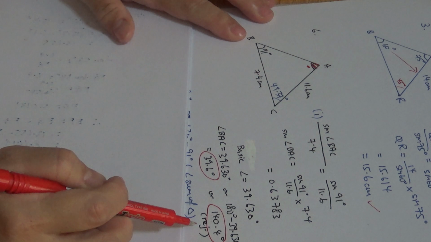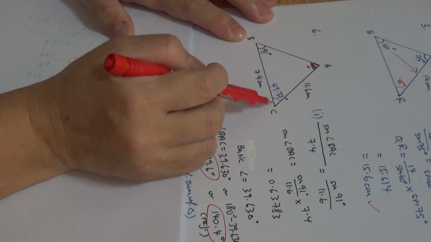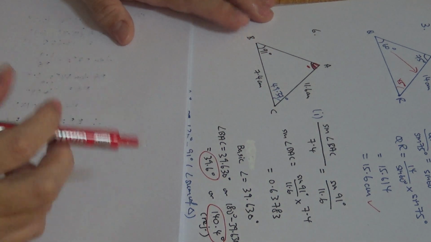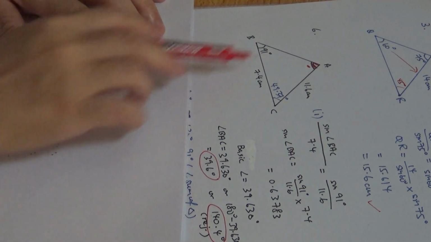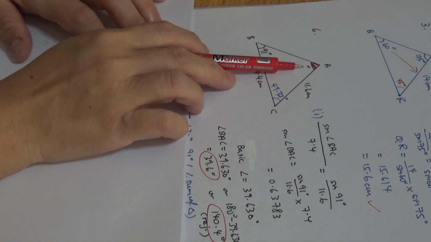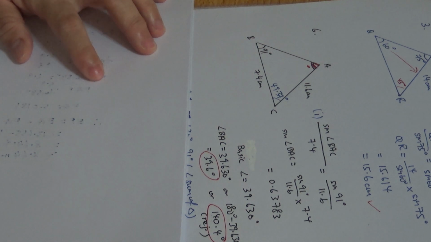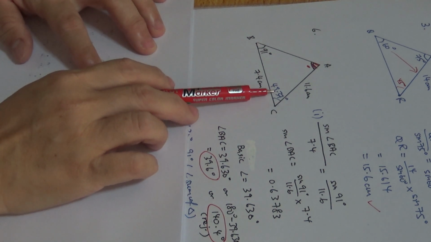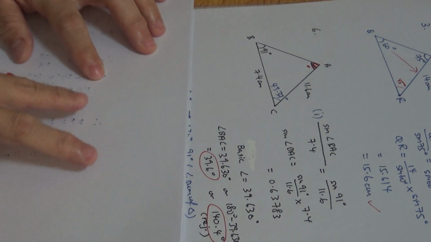So another way to check whether you want to reject an answer is to add up. If the angle sum of the triangle exceeds 180 degrees, that means that answer must be rejected. I repeat, if angle A is 140.4, plus 91, you will get 231.4, which already exceeded 180, and you have not even added the third angle yet. So this is another way to check your answer.